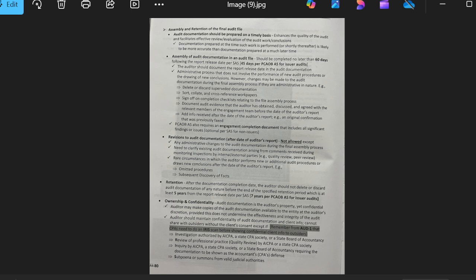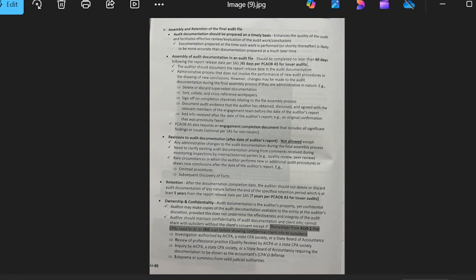If there are revisions to the audit documentation after the auditor's report, that is not allowed, except in certain circumstances. So the exceptions are any administrative changes to the audit documentation during the final assembly process, changes needed to clarify the existing audit documentation arising from the comments received during the monitoring inspection by the internal or external practices, and any rare circumstances in which the auditor performs new or additional audit procedures or draws new conclusions after the date of the audit report. So a few examples are if there are incomplete procedures or subsequent discovery of facts. In those situations, revisions to the audit documentation can be done.